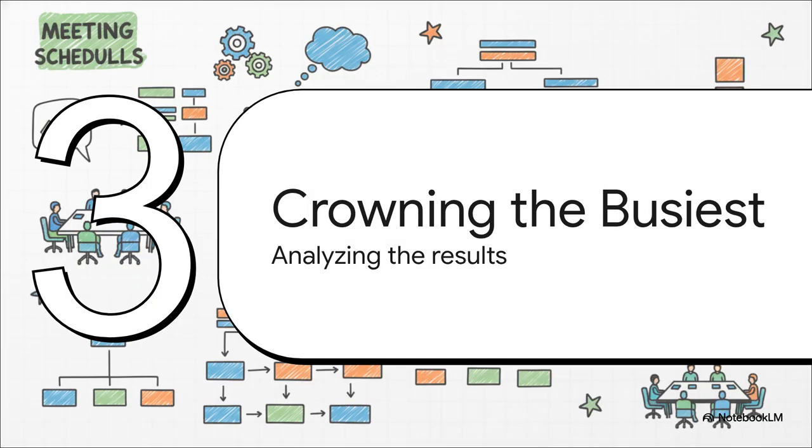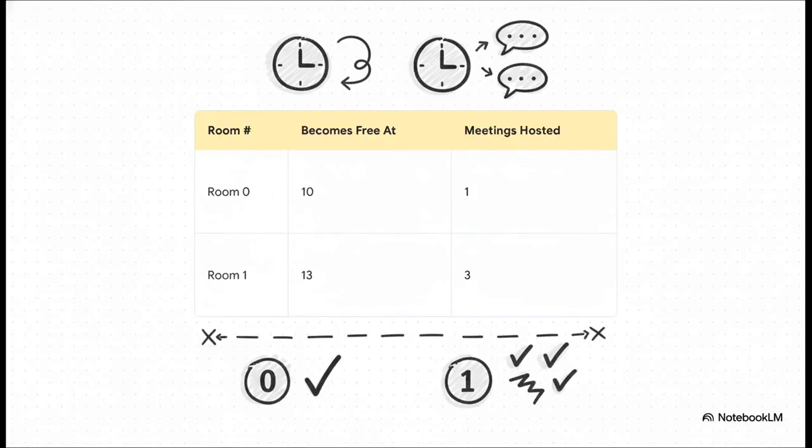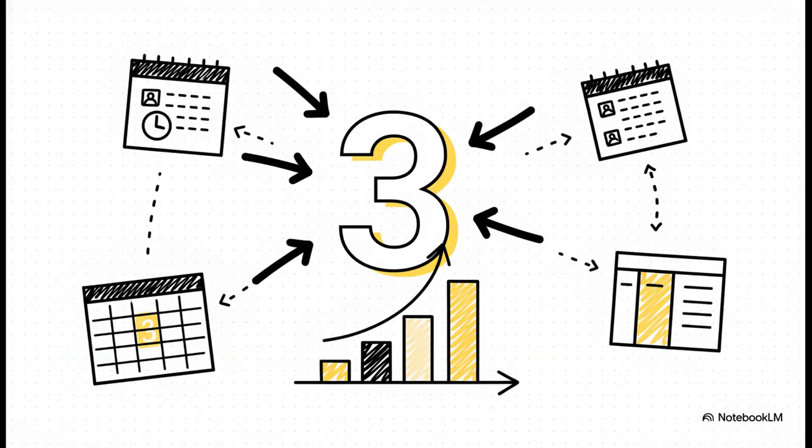We've processed every single request, we've navigated the overflow, and our simulation is officially complete. Now, for the grand finale. Let's look at our final logbook and find our winner. Here is the final state of our logbook. The data tells a really clear story. Room 0 had a pretty chill day. It only hosted 1 meeting. But Room 1? Wow. By handling that delay, it really put in the work, hosting a grand total of 3 meetings.